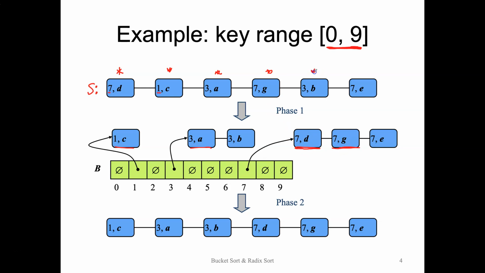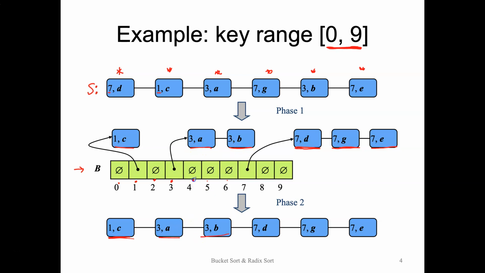And then another item at index 3, we'll place it at the end of that list, and the last one we put at the end of the list at index 7. So in the first phase, we form this array B. And in the second phase of bucket sort, we go through each cell of B and take all of the items that we had there and place them into our now sorted sequence. So first we go to index 0, there's nothing there, so now we go to index 1, and we'll remove everything from this cell, which is just 1C. Then we go to index 2, and there's nothing, index 3, and we're going to go from the beginning to the end here. So first we'll take 3A and then 3B.